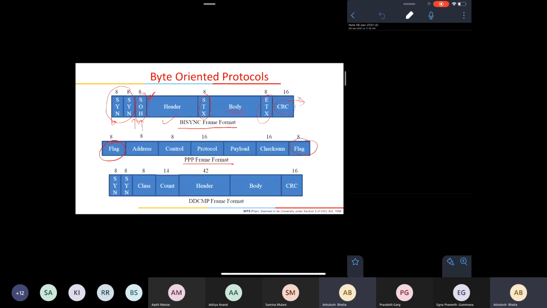Okay, they did not say that this is ASCII oriented. So whatever ASCII character you want to decide for the flag. And in DDCMP, you again have two sync characters to synchronize the clocks initially, and then you have the class of this packet. This packet could be a control packet and all those things, the type of packet. The count says how many bytes are going to be in this body, and then you have a fixed size header. So there are different encoding techniques for any frame. Our purpose is just to see the framing here.